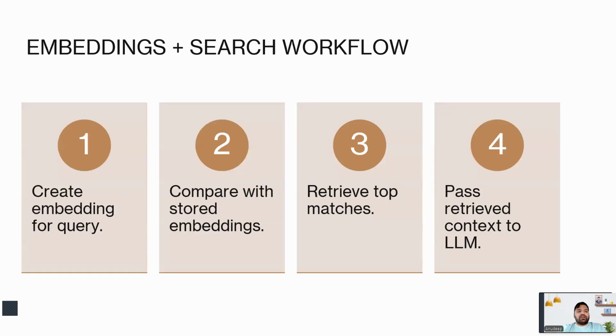So how does this work? First, we create an embedding query like I showed you in the previous example. Compare it with the stored embeddings that we already have. Retrieve the top matches. There might be multiple matches, but we try to retrieve the top matches and pass the retrieved documents as context to the LLM so that the LLM will be able to summarize or reproduce it as an answer to your question or query. So that's how your embeddings plus search flow works.